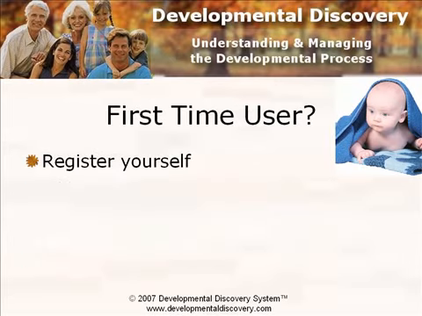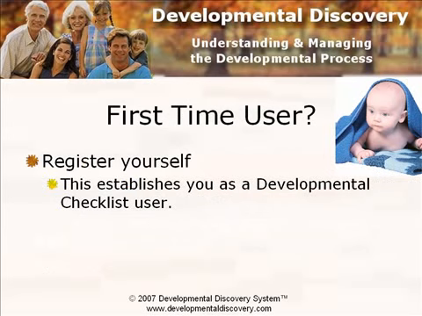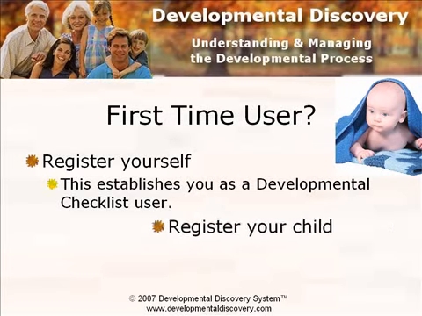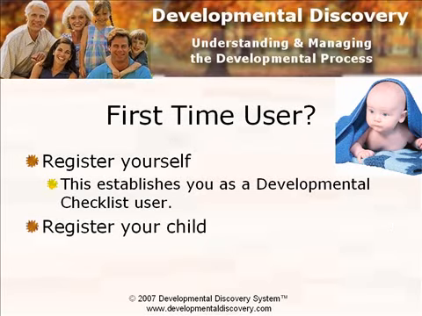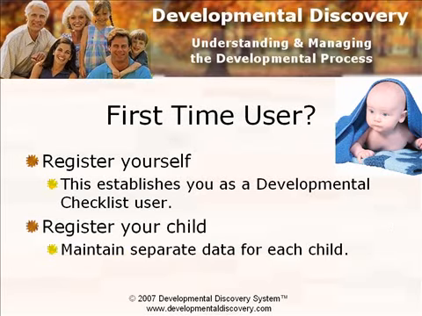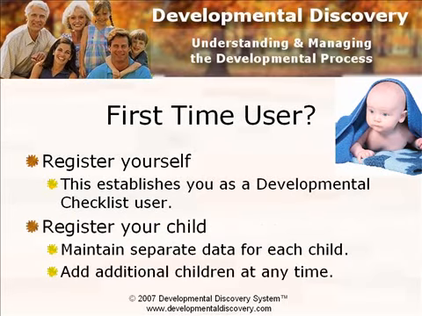If you are a first-time user, you will need to register yourself with the checklist subsystem. This establishes you as a developmental checklist user in that separate database. Then you have to add your child to the system. This is because you may want to establish and track the developmental checklist of multiple children in your family.